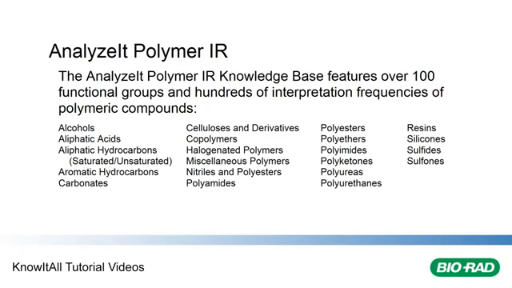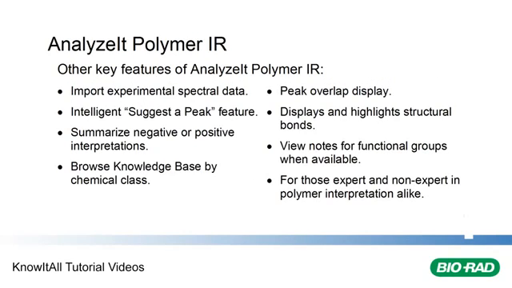The AnalyzeIt Polymer IR knowledge base can provide clear and rapid verification and identification of functional groups in the mid-infrared. It features over 100 functional groups and hundreds of interpretation frequencies. The main classifications are shown here. In addition to the knowledge base, here is a list of key features.